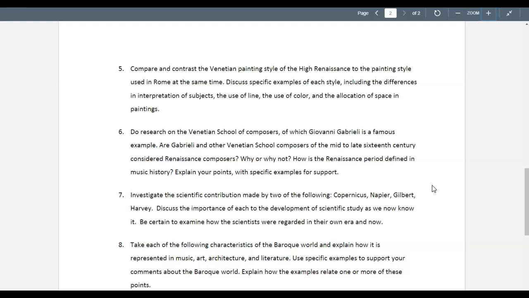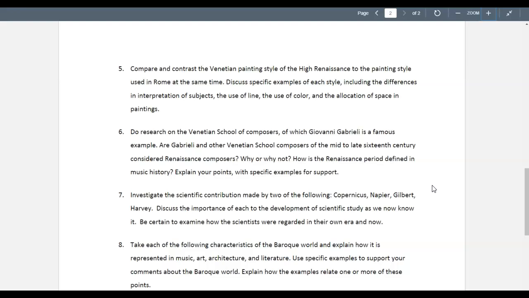The next topic asks you to look at composers. So those of you who are a little bit more involved with music, this gives you an opportunity to research the Venetian school, because again, Venice is going to have a very prominent role in influencing others, and you have Gabrieli and the other composers of this style, which is in the 1500s.